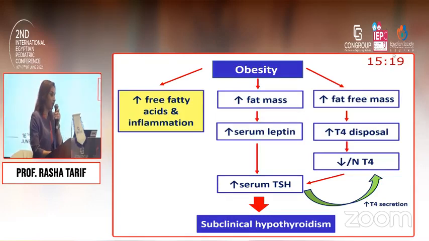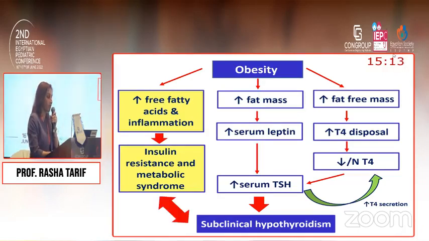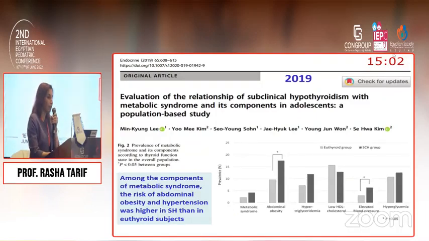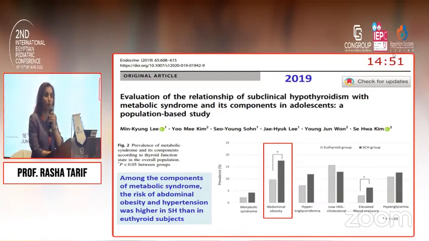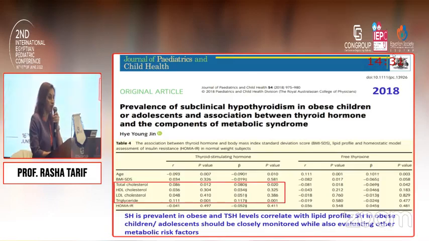In addition, increase in the free fatty acid and the chronic inflammatory state with obesity leads to insulin resistance and metabolic syndrome, which aggravates subclinical hypothyroidism, and the vicious circle goes on. An article published in 2019 in Endocrine Journal assessed the features of metabolic syndrome in those with subclinical hypothyroidism. And the most important risk factors here were found to be abdominal obesity and hypertension in those children. Also, there was a correlation between the degree of rise in the TSH level and the lipid profile. The higher the TSH, the more the LDL and the total cholesterol, as you see here.